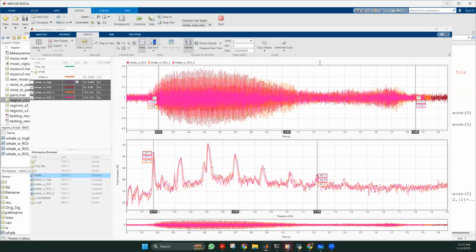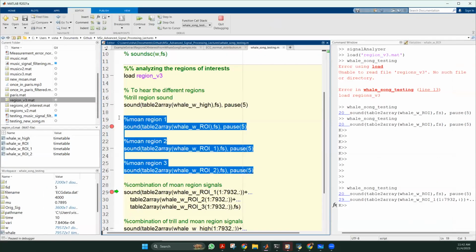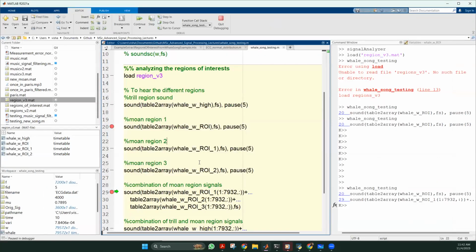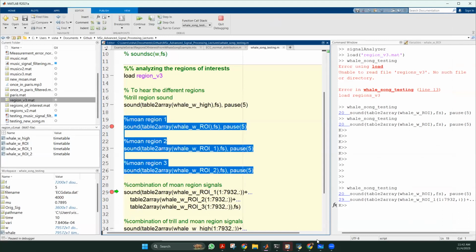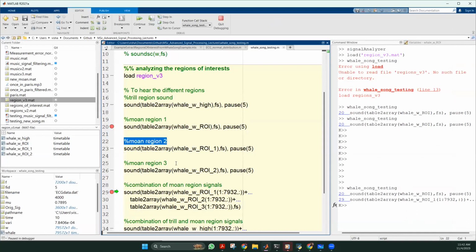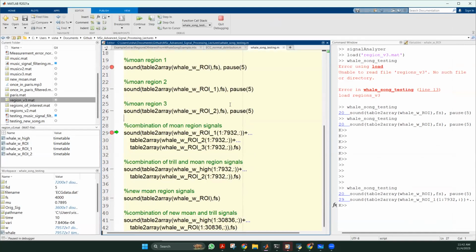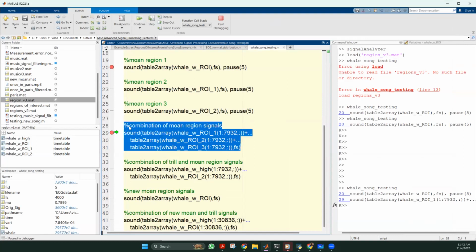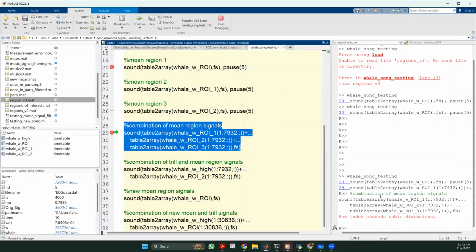Mon regions are similar, and therefore we get the same sound in all these three regions: Mon region 1, 2, and 3, right? So therefore we get the same amplitudes in all these Mon regions 1, 2, and 3. So if I want, I can combine the different signal components, and I can hear the signal components. And if I run this one, I think I might run into some error, but we will run this.